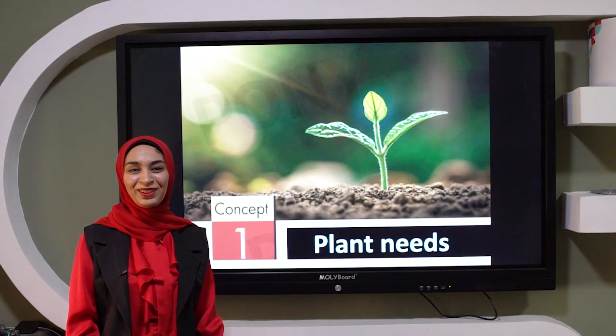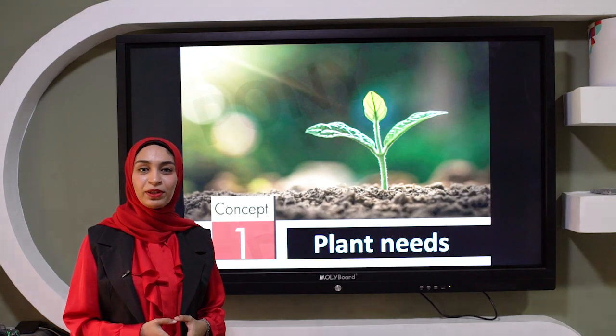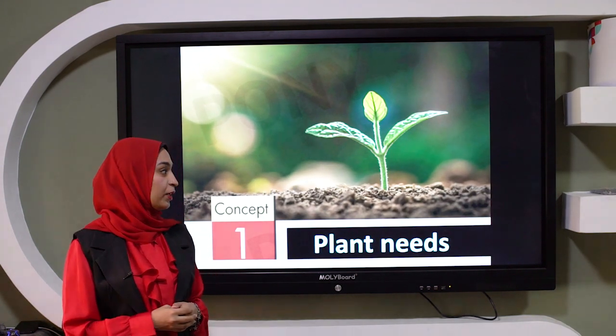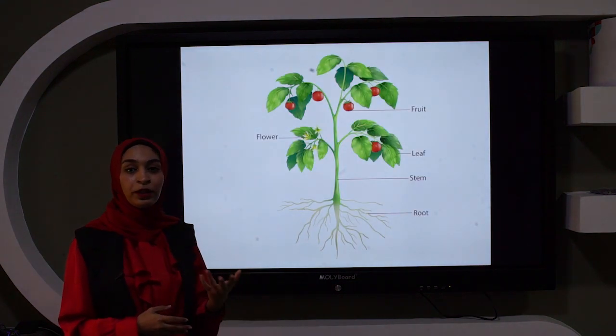Good morning, dear students. Today we are going to start grade 5 first term with theme 1, concept 1 with a title, plant needs. But before explaining the plant needs, let's start with what the plant parts are.